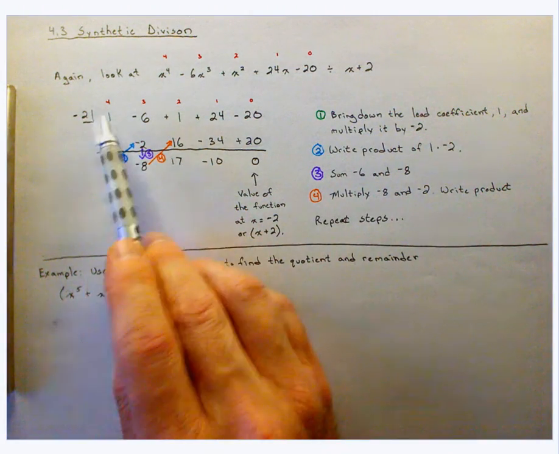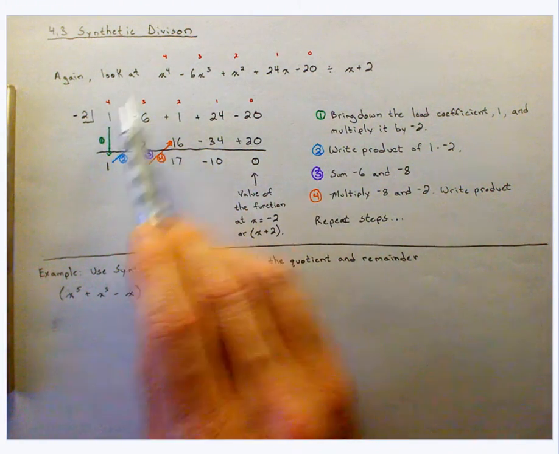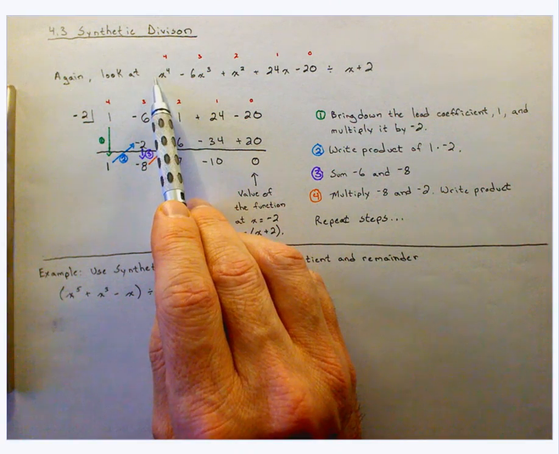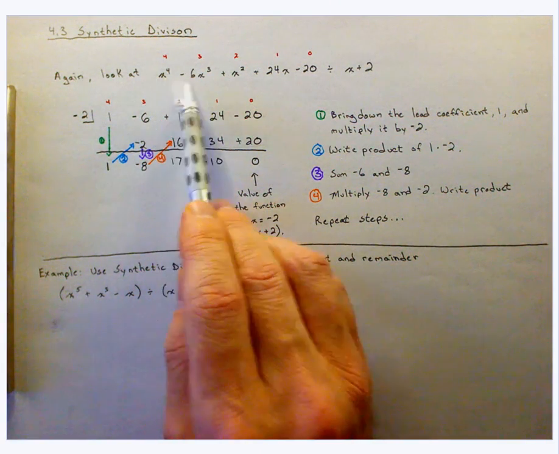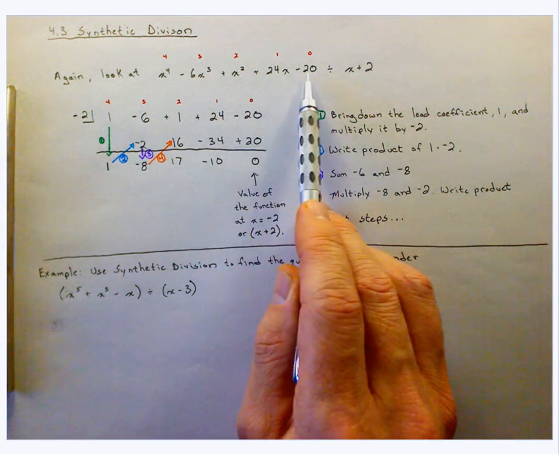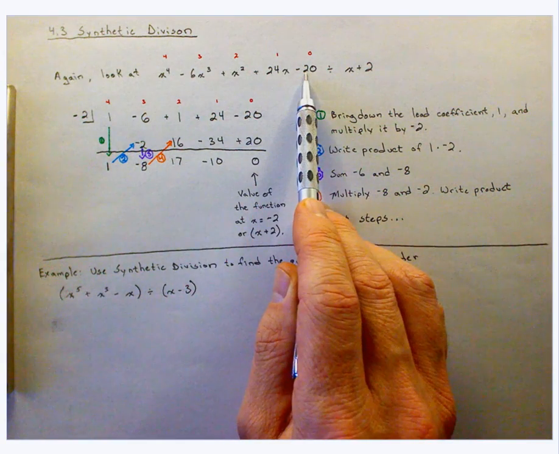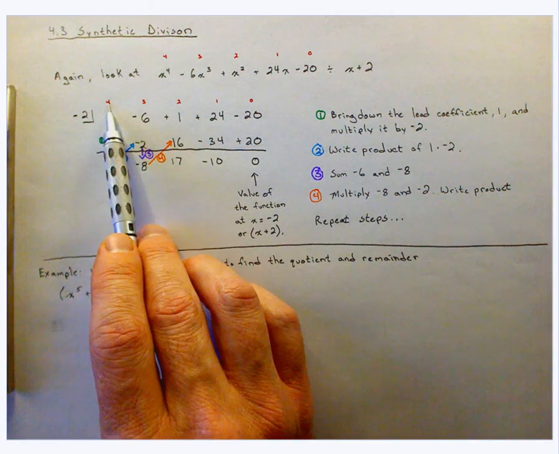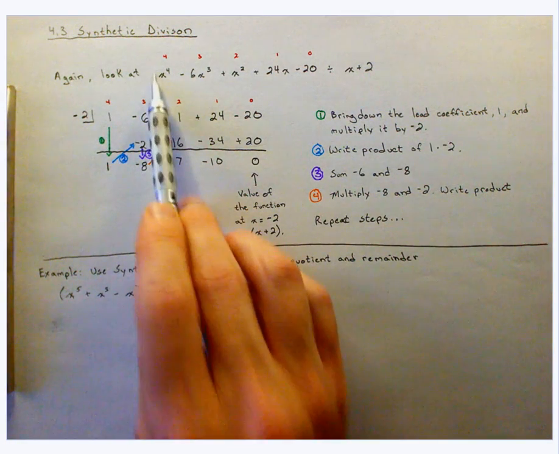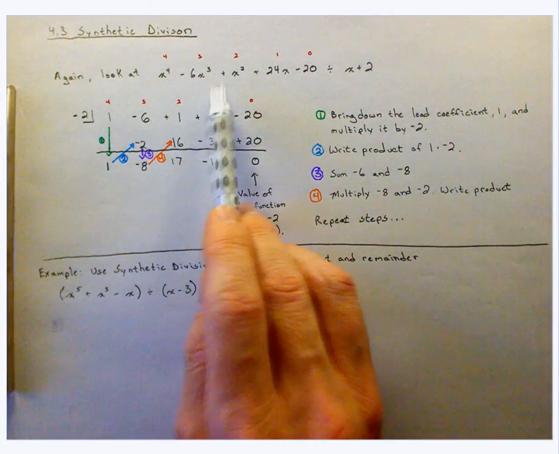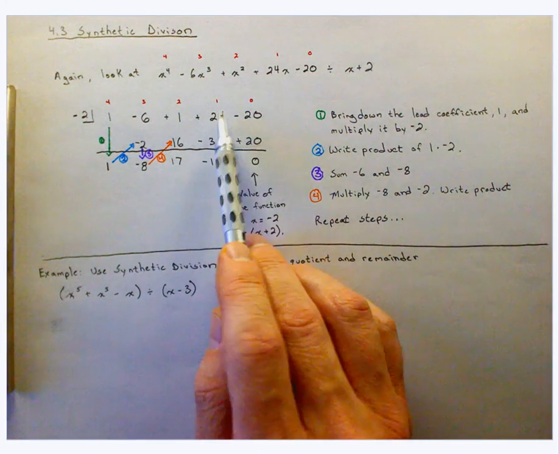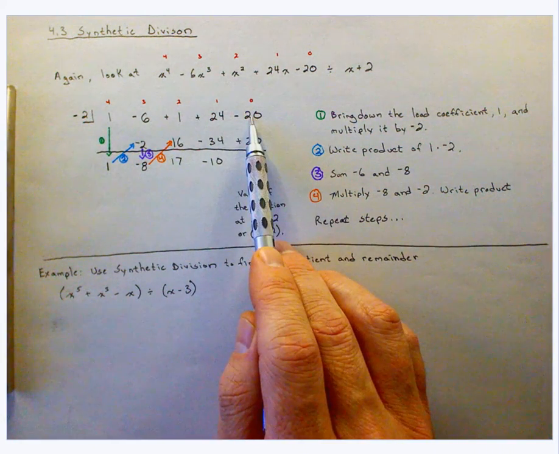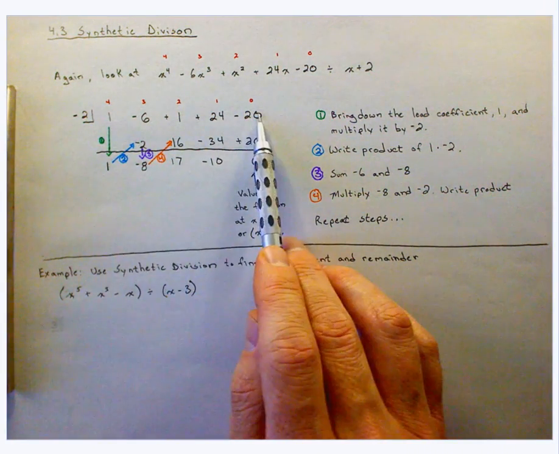And here are all my powers, and what I do is I plug in the coefficient that's in each term. Okay, so this was a 1, it's understood 1 there, there's a negative 6, there's an understood 1 there, 24, negative 20. Now I have everything written out.